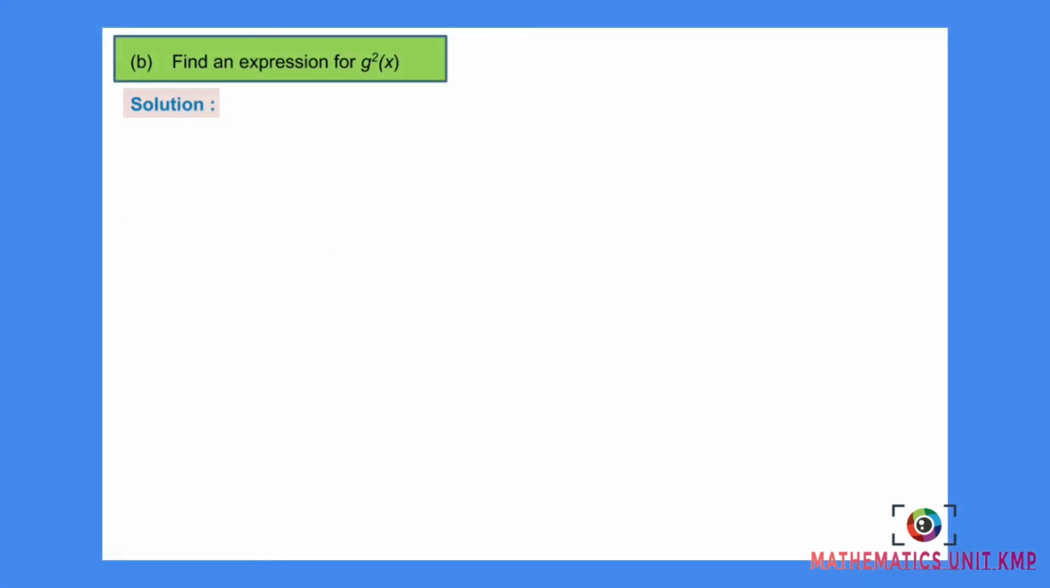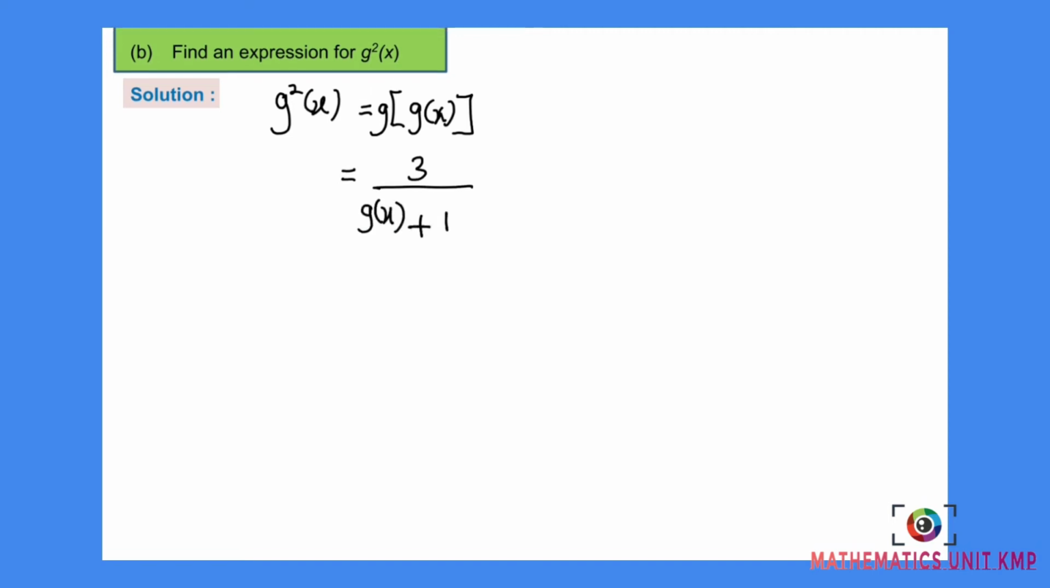For B, find an expression for g squared x. Same like A, what is g squared? G squared x adalah, right, g masuk dalam g. Faham? What is g(x)? g(x) is 3 over x plus 1. Jadi x tu you tukarkan dah jadi g(x). Objek x tu, you tukar jadi g(x) sebab dia g(x). Faham? And then, tak habis lagi ya.